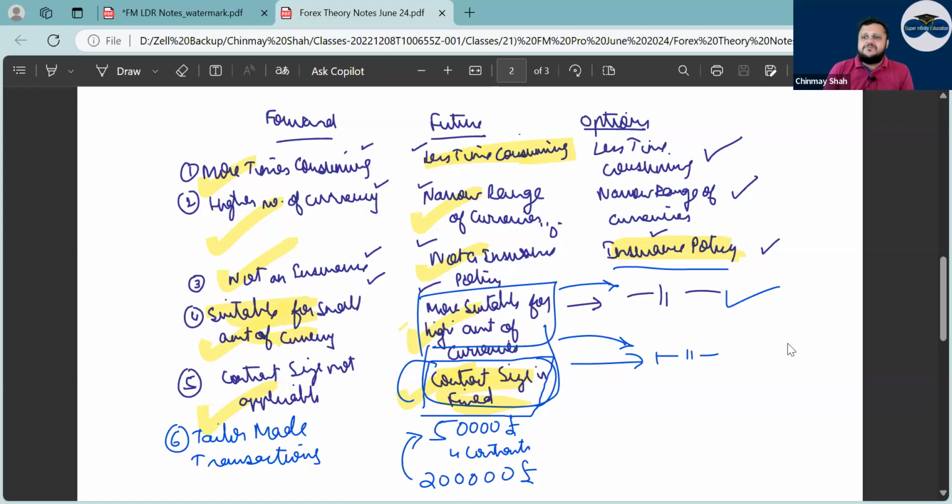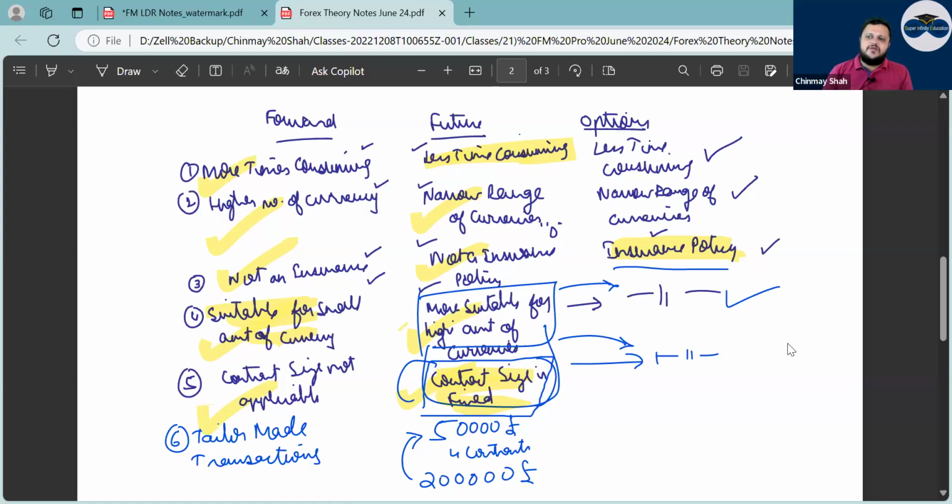Forwards are available in a lot of currencies because they are transaction based, and you may have export import in a lot of countries. Futures have a narrow range of currencies because they are on the stock exchange. Forwards and futures do not provide insurance to you, but options will never let you lose. Forwards are suitable for small amounts of currency. Futures are always on big currencies. The difference is contract size or something of that sort.